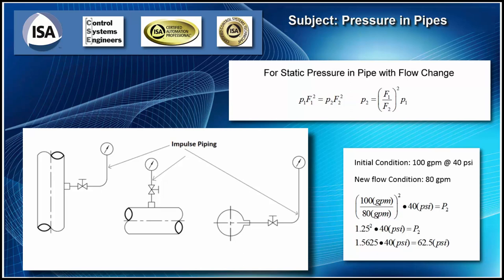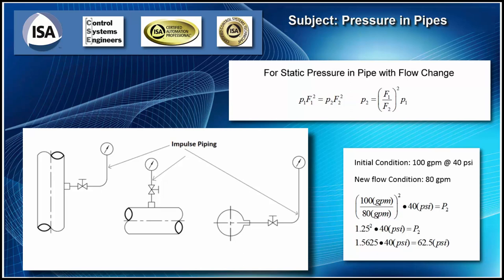And if we speed the flow up to 120 gallons a minute, what will the pressure gauge show? So first we'll slow it down. As you see, F1 and P1 are your initial condition. That's the original condition. And F2 and P2 will be the condition after we change the flow rate. So we'll take 100 gallons a minute, our initial condition, and we'll divide it by 80. That's when we slow it down.